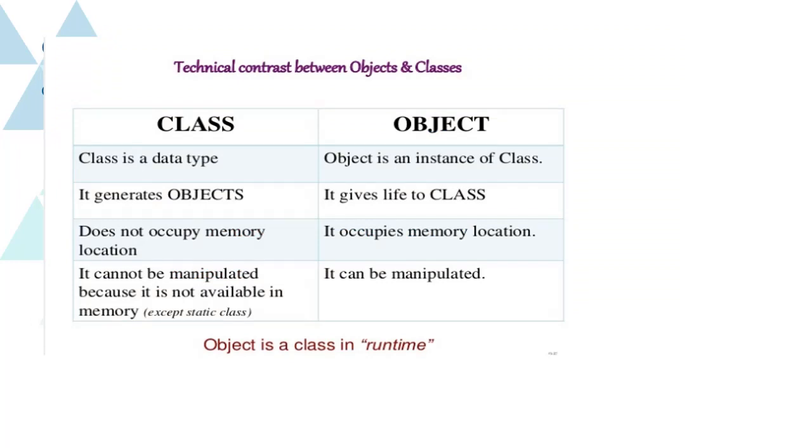In this slide, I have mentioned the difference between class and object in object-oriented programming. Basically, a class is a data type, whereas an object is an instance of the class. A class generates objects, whereas an object gives life to the class. A class does not occupy a memory location, whereas an object occupies a memory location. A class cannot be manipulated because it is not available in memory, except when we have given some static class. But an object can be manipulated. So an object is a class at runtime.